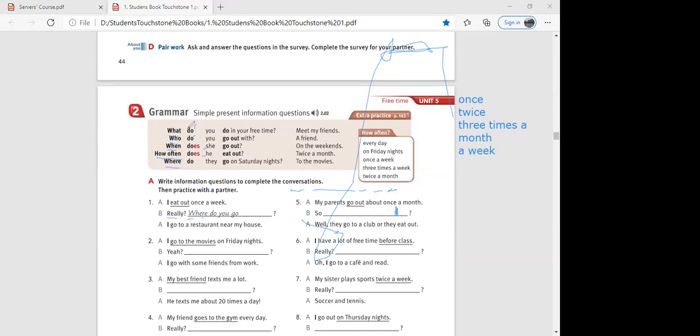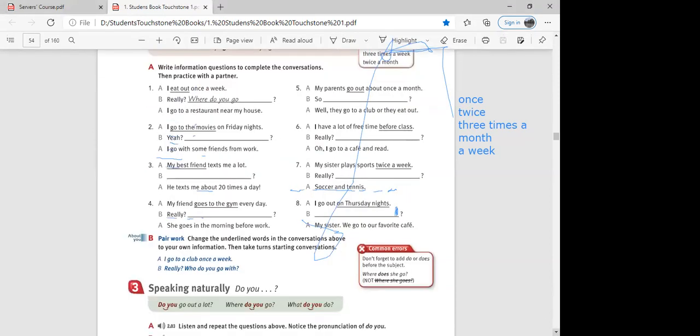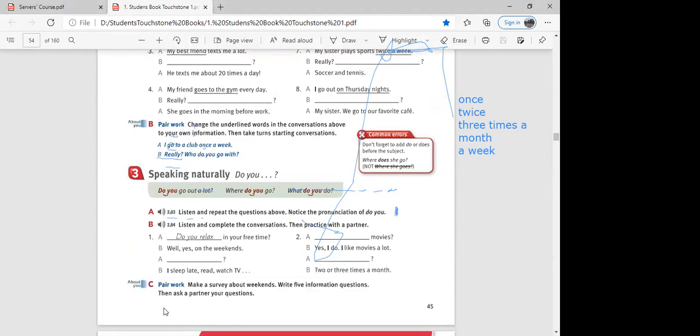So remember, after what or any question word, any of these, you need to use the auxiliary. It could be do or does. After that, you need to use the subject or the pronoun. If you don't have a pronoun, you need a subject. It could be a noun, a name: your brother, your mom, my sister, etc. So that's why it's important to know if you are talking about she or he, or about you. Please pay attention and check the recording, the audio, page 45.